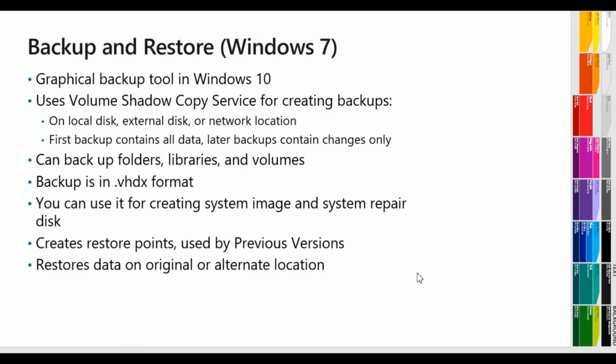And the tools we have: backup and restore in Windows 7. The graphical backup tools in Windows 10 use Volume Shadow Copy Service for creating backups. By default, the Windows backup system uses the Volume Shadow Copy Service. This is called VSS. Remember this one. With that it can back up all the stuff. It can back up local disk, external disk, and network locations. And that's in Azure only, right? No, that's the Windows default backup system. They're using the Volume Shadow Copy Service.